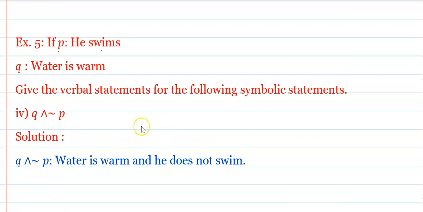Again, fourth one, question number 5. If P, he swims, Q, water is warm. Give the verbal statement for the following symbolic statement. Q and negation of P. But what is the Q here? Water is warm and negation of P, he does not swim. Okay.